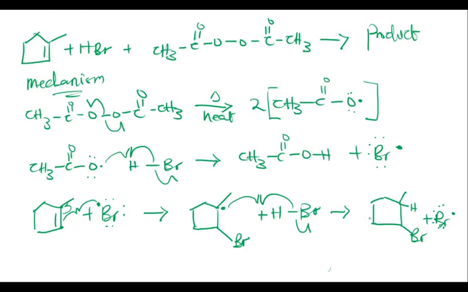So thank you so much for watching. This is how we go around writing the mechanism for the free radical addition of hydrogen bromide to an alkene in the presence of a peroxide, and this reaction in terms of regiochemistry goes via the anti-Markovnikov's addition.